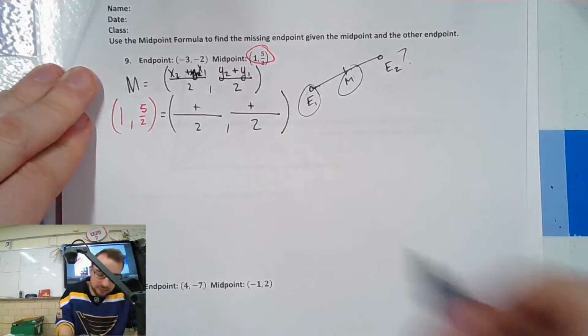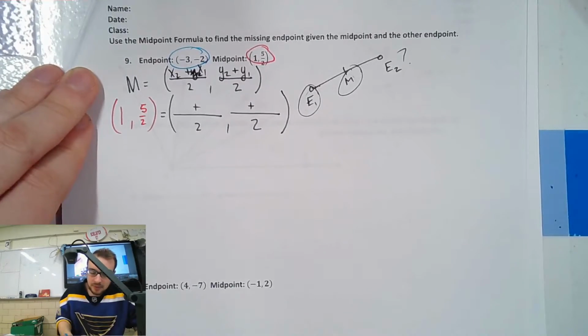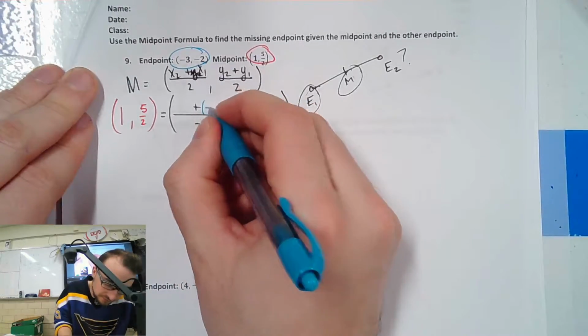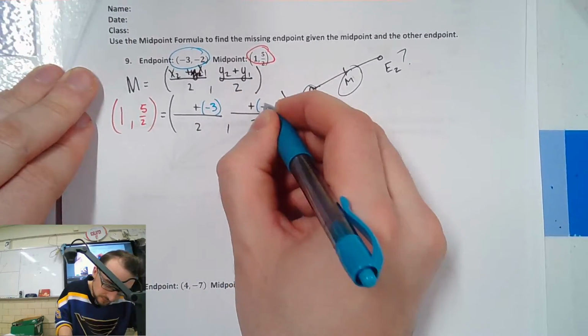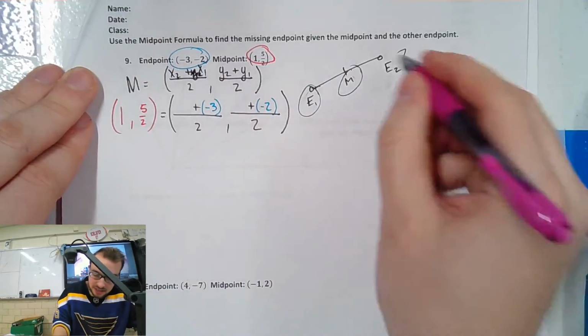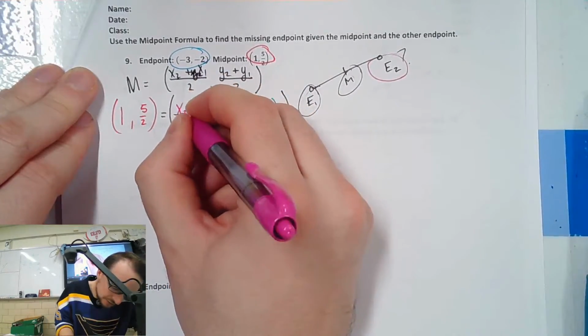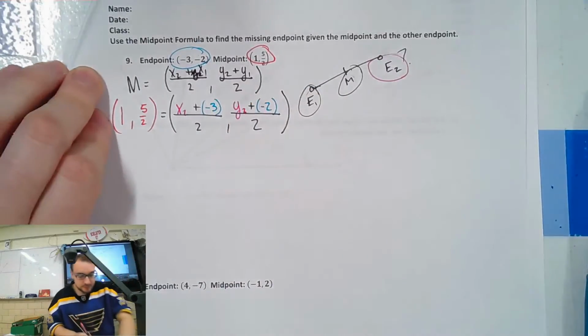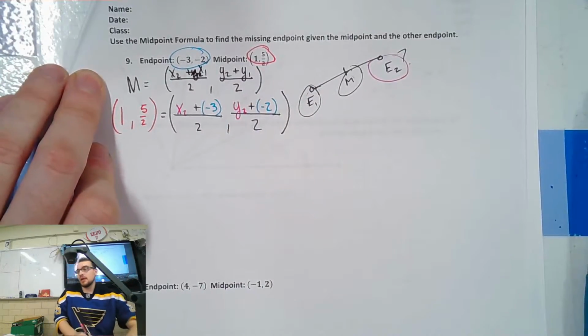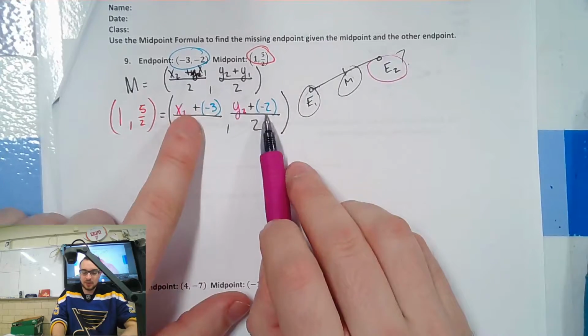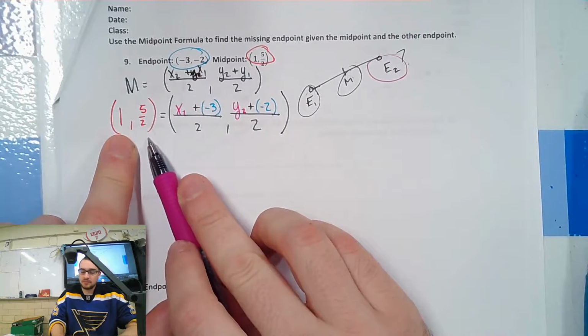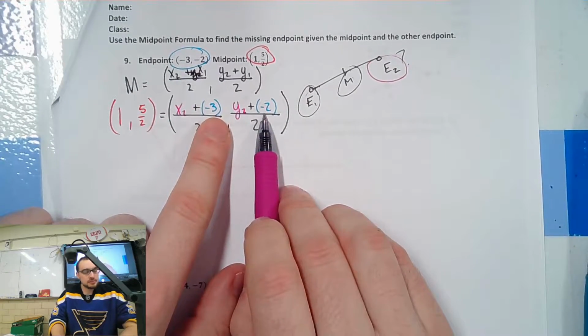And we know one of our endpoints. It's -3, -2. So I'm going to plug that in for x1 and y1. But we don't know our other endpoint. That's this guy. So I'm going to leave it as x2 and y2. Normally we take these two and plug them in, and we get this one. But we only know one of them here.